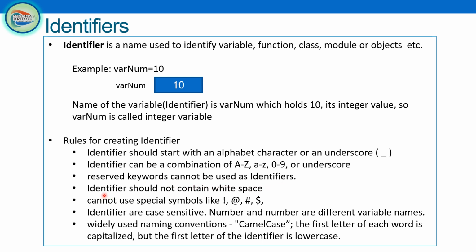An identifier should not contain white space. Special symbols cannot be used. Identifiers are case sensitive: uppercase varNum and lowercase varnum are different variable names. Widely used convention is camel case, where the first letter of each word is capitalized, but the first letter of the identifier is lowercase.